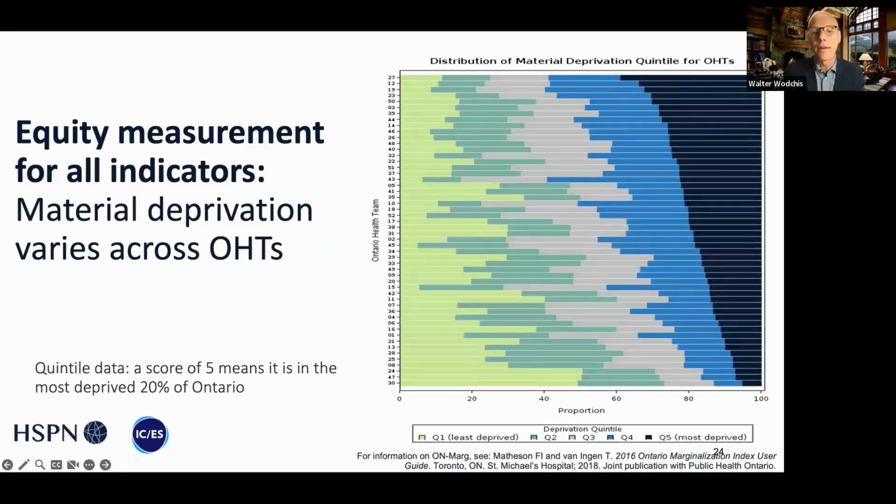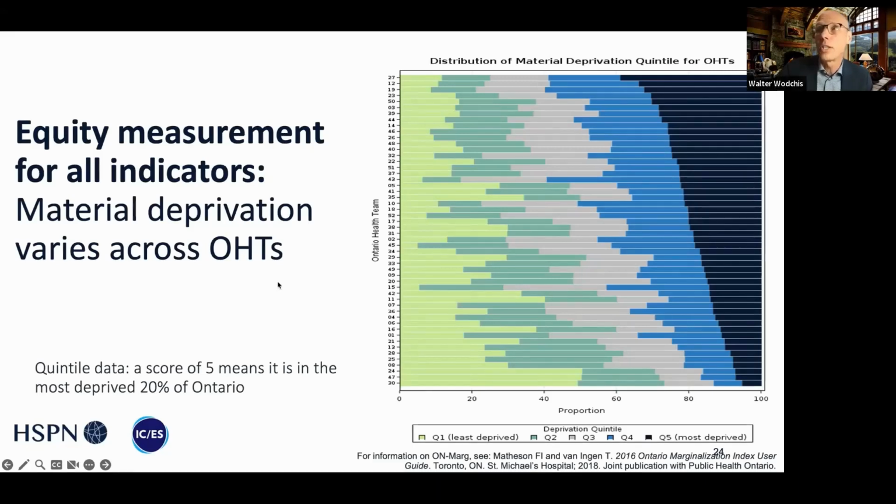And here what we have is the proportion of the population in each of the Ontario Health teams, with a population in each quintile of that material deprivation. So down at the bottom, we see one of the OHTs that has 50% of their population in the least deprived or the highest SES group, and only less than 10% of that OHT has its population in the most deprived quintile.